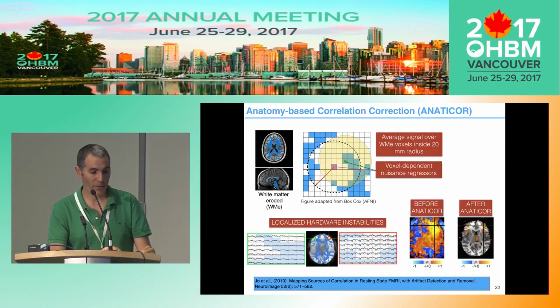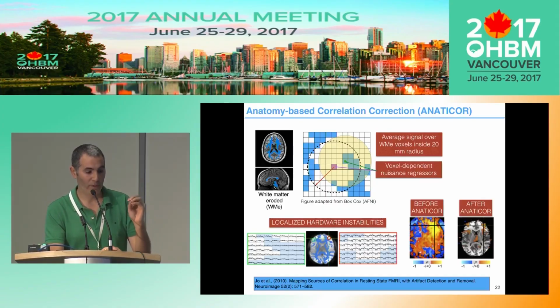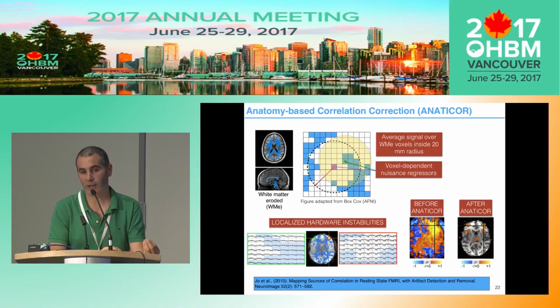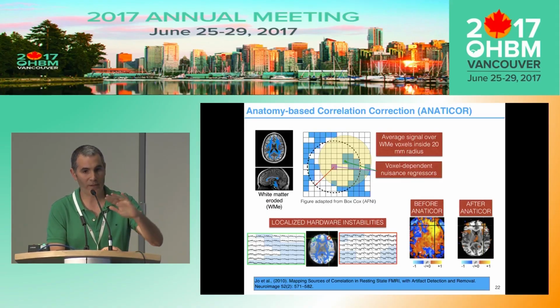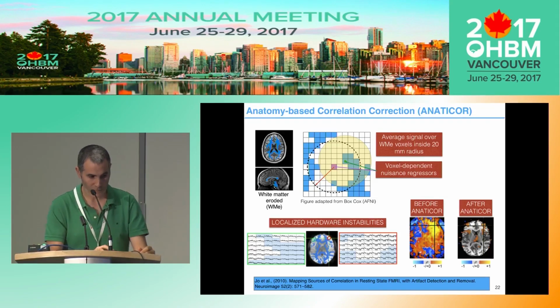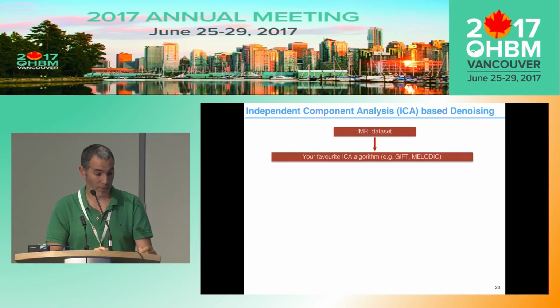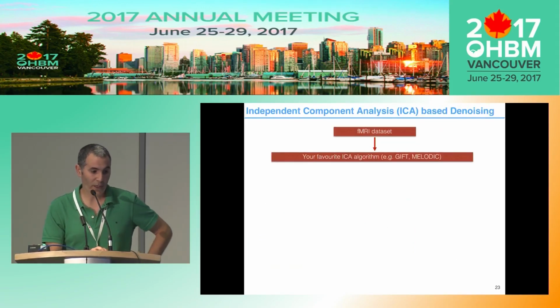Then with that, what you can do is actually remove these localized hardware instabilities, and as you can see in this map, you can retrieve the underlying pattern of functional connectivity from those voxels that were in the areas affected by the malfunction of the channel coil. Another approach would be to use independent component analysis.